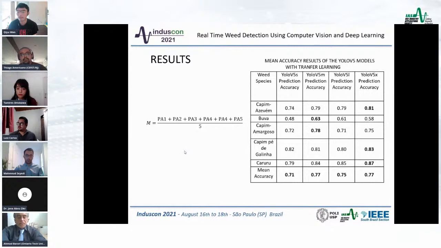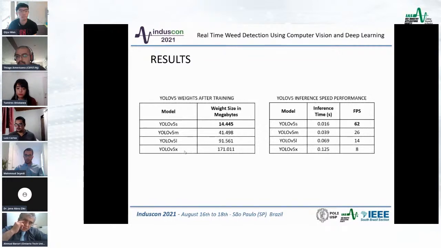In this case, the YOLO V5M best predicted the weed species BUVA, Capim amargoso, and Capim margoso. And the YOLO V5X best predicted the classes Capim zevém, Capim pé de galinha, and Caruru. Overall, the YOLO V5M presented the best results. It's slightly better than the YOLO V5X. However, it's faster for inference, as can be seen in the next table.